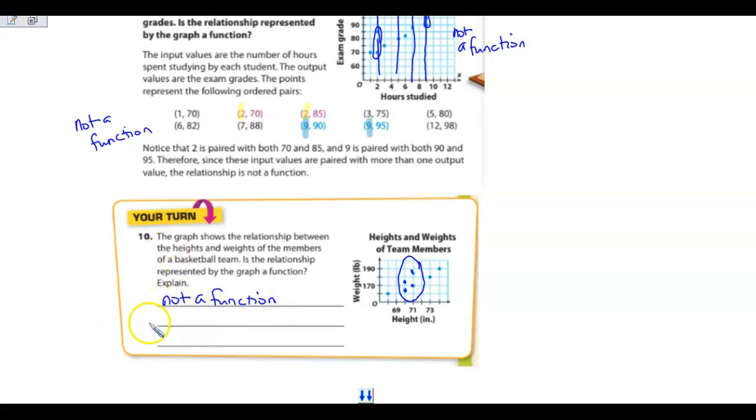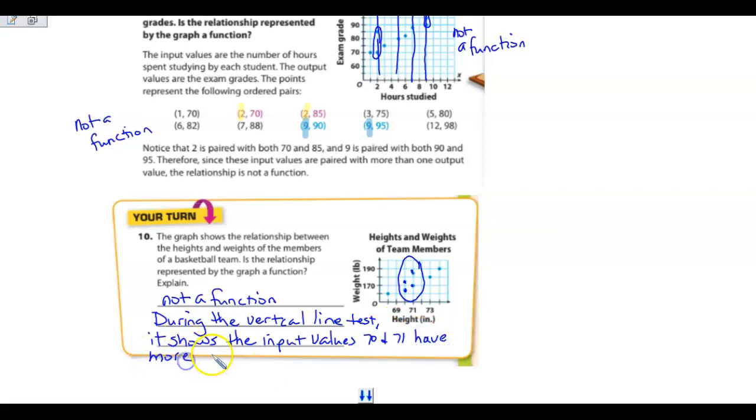One way to explain it is during the vertical line test, it shows the input values 70 and 71 have more than one output each. Okay?